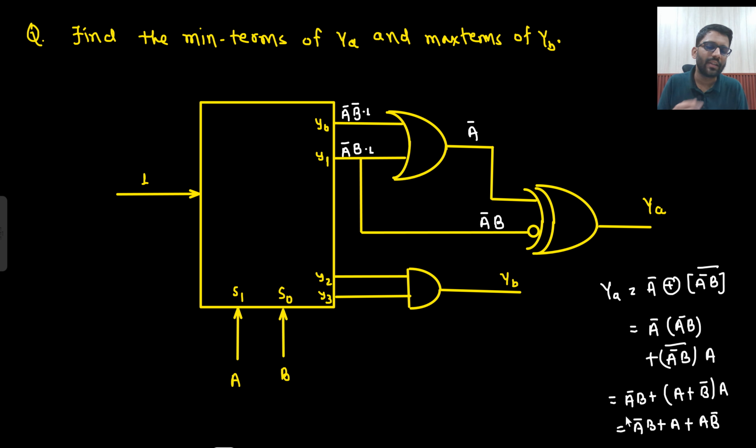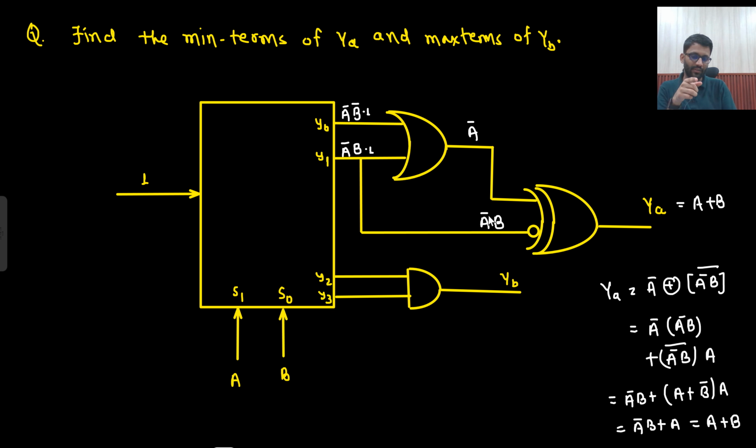So A bar B plus A plus AB bar. A plus AB bar would be A only. So the final answer I am getting is A plus B. And this is A plus A bar B, which can be reduced to A plus B. The final answer for YA is A plus B. You can solve it any day, right?